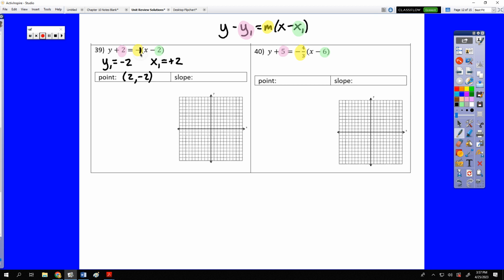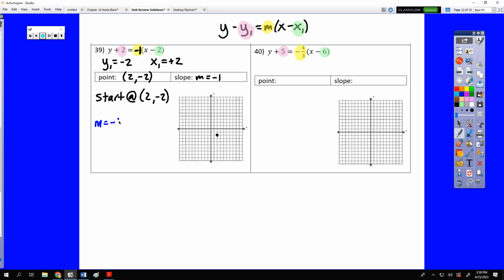Our slope, there's no number listed. So we are supposed to realize that if there is no number, we're supposed to insert a 1. So our slope is -1. This means we start our graph at the point 2, -2, which is right 2 and down 2 from the origin. And then our slope is -1.